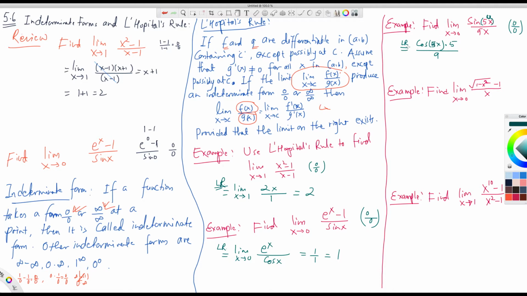I forgot to write the limit: limit as x tends to 0. If you plug in 0 here, what do you get? Cosine of 5 times 0 is cosine 0, which is 1, right? So 5 times 1 is 5, over just 9. That is the final answer. So the limit becomes very easy. But you cannot use L'Hopital's rule for all limits. Only a limit that takes the form 0 over 0 or infinity over infinity, or one of these forms, can be found using L'Hopital's rule.